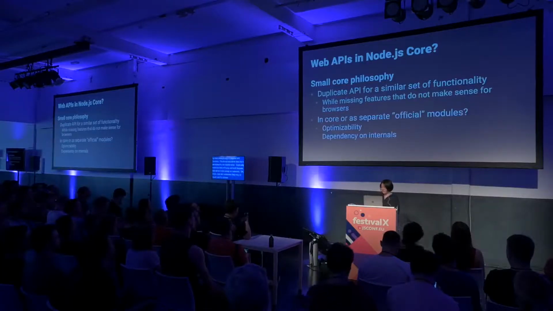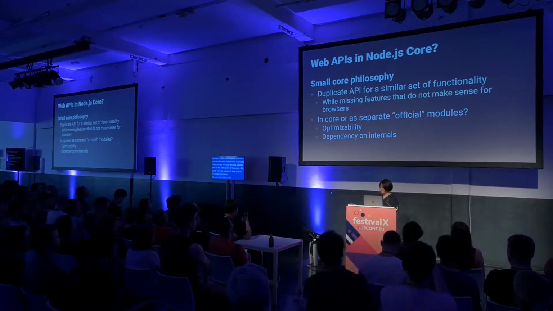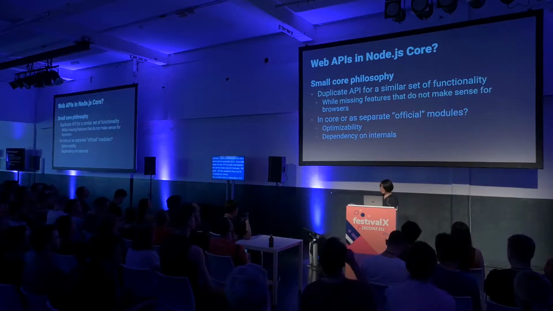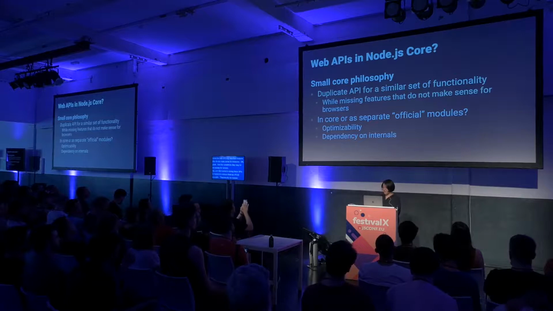So one alternative to adding these APIs in Node is to release them as official modules. Theoretically, for modules that are maintained under the Node organization, it would be possible to have a maintenance story similar to the one that Node core has. But some may also argue that it is easier to optimize an implementation if it's done in core, because it can use certain internal APIs. Or sometimes it may just not be technically possible to implement something without access to internals.